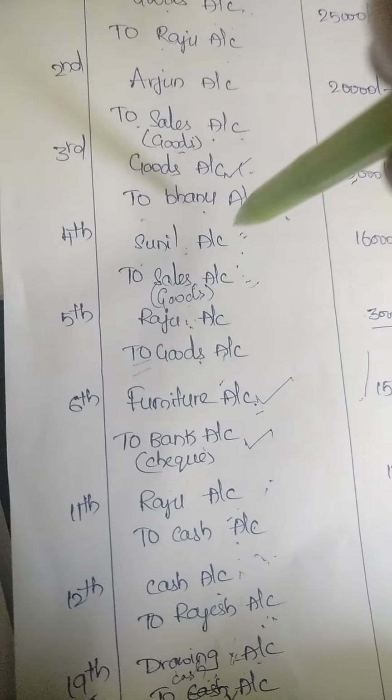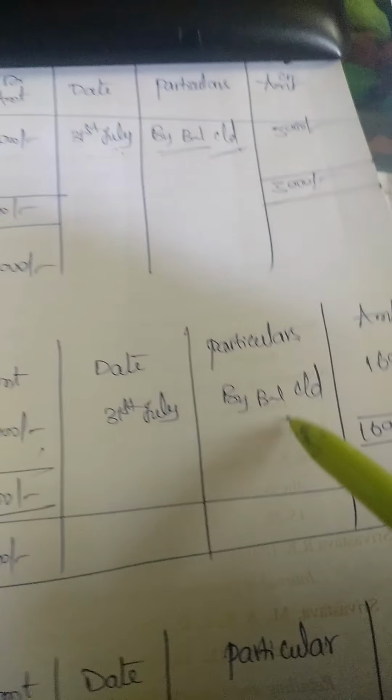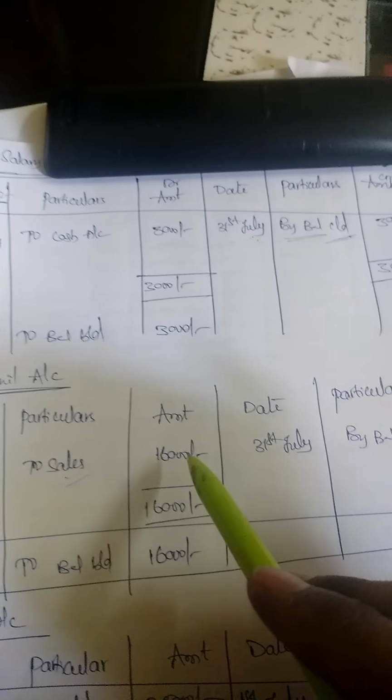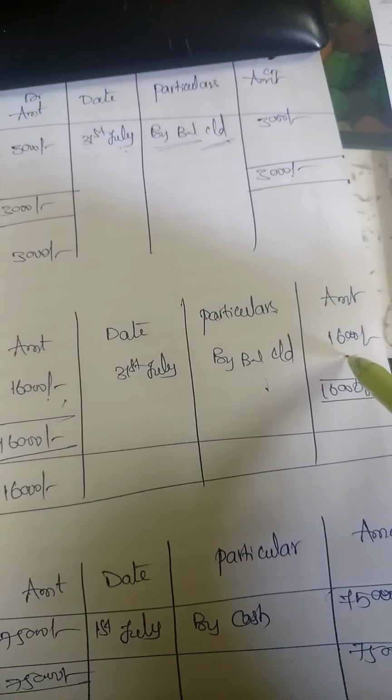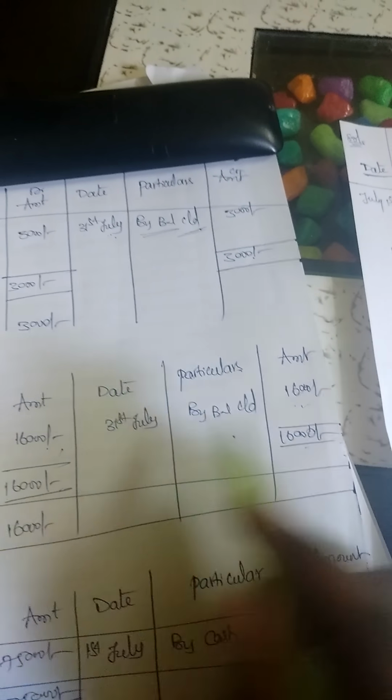Sunil we can't find anywhere except one place, here only. So for the balance, we have to post the 16,000 rupees amount that we posted here, the same amount here. Otherwise we can also understand this concept like this: 16,000 rupees, only one transaction we have, 16,000 you write here, again you write 16,000 here, then the balance amount you can write like this.